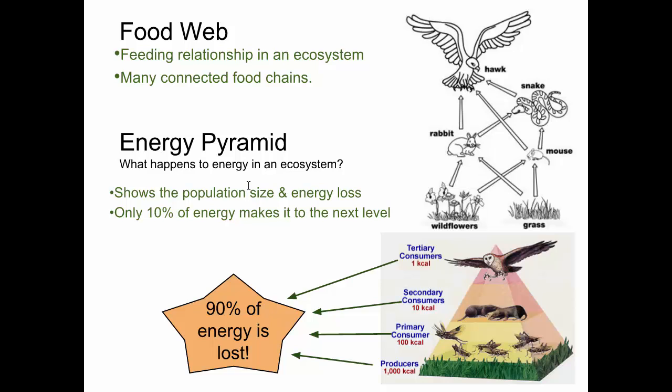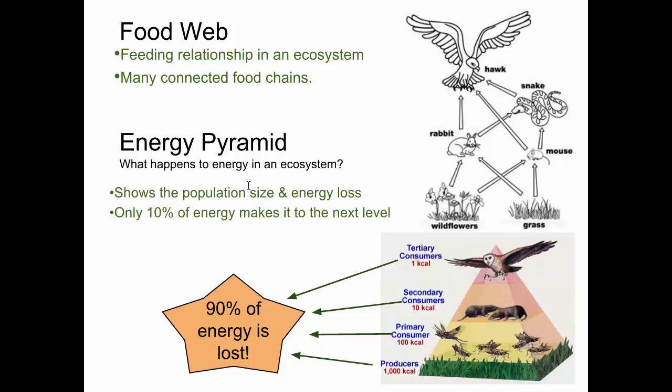The reason that the number of calories available gets smaller as we move up our food chain is because every time one organism eats another, it's not able to then use all of that energy to grow larger. Actually, 90% of the energy is lost every time one organism eats another.